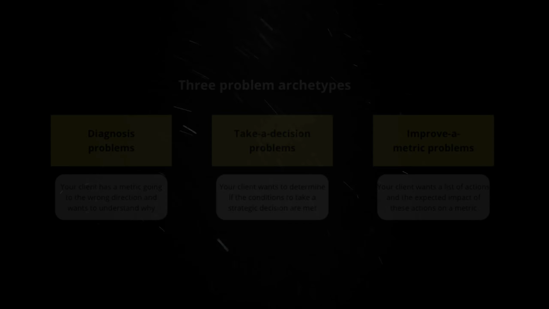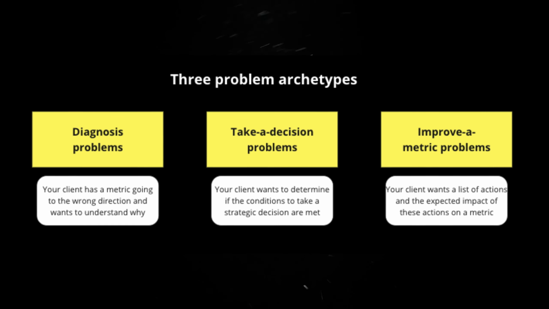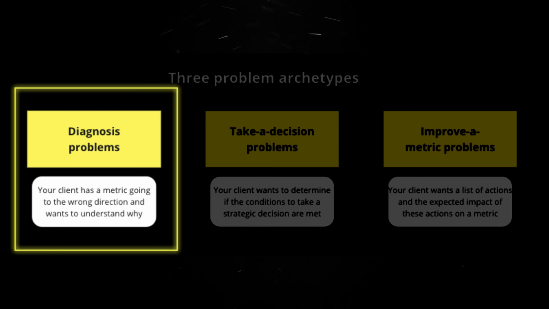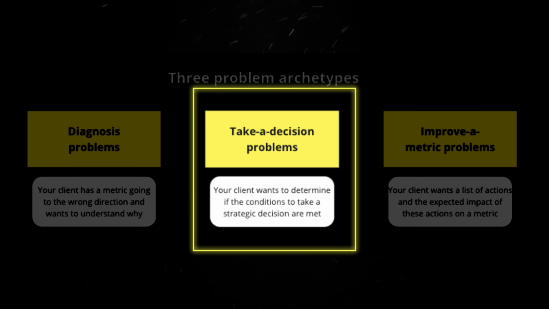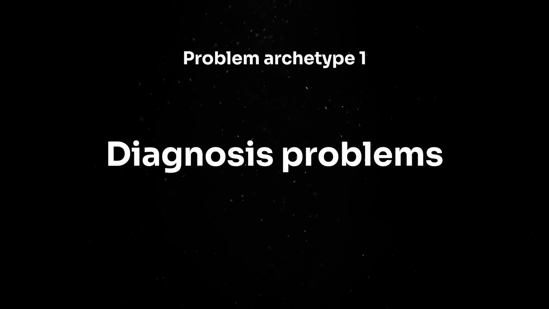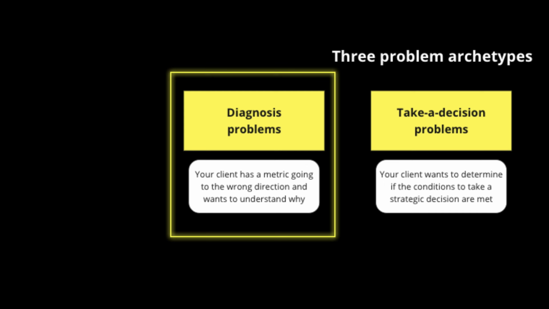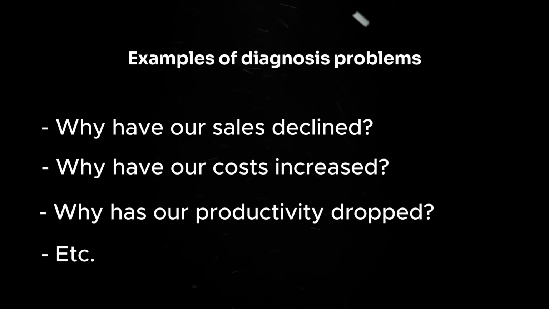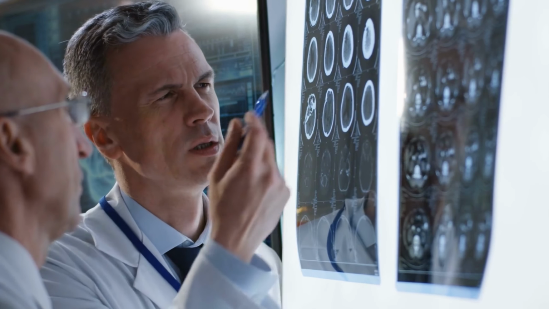This is simple. There are 3 archetypes of business problems: diagnosis problems, take a strategic decision problems, and improve a metric problems. Problem archetype number 1, diagnosis. In a diagnosis problem, your client has a metric going in the wrong direction, for instance, declining sales or increasing costs, and they want to understand why this is happening.